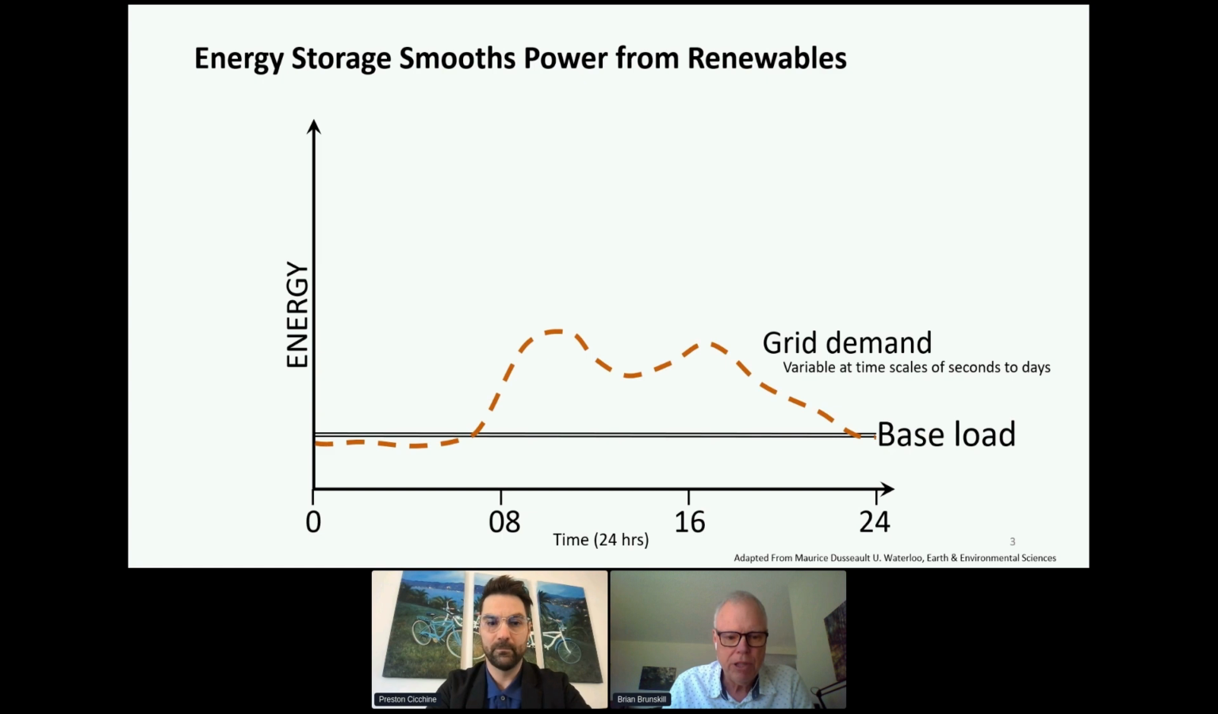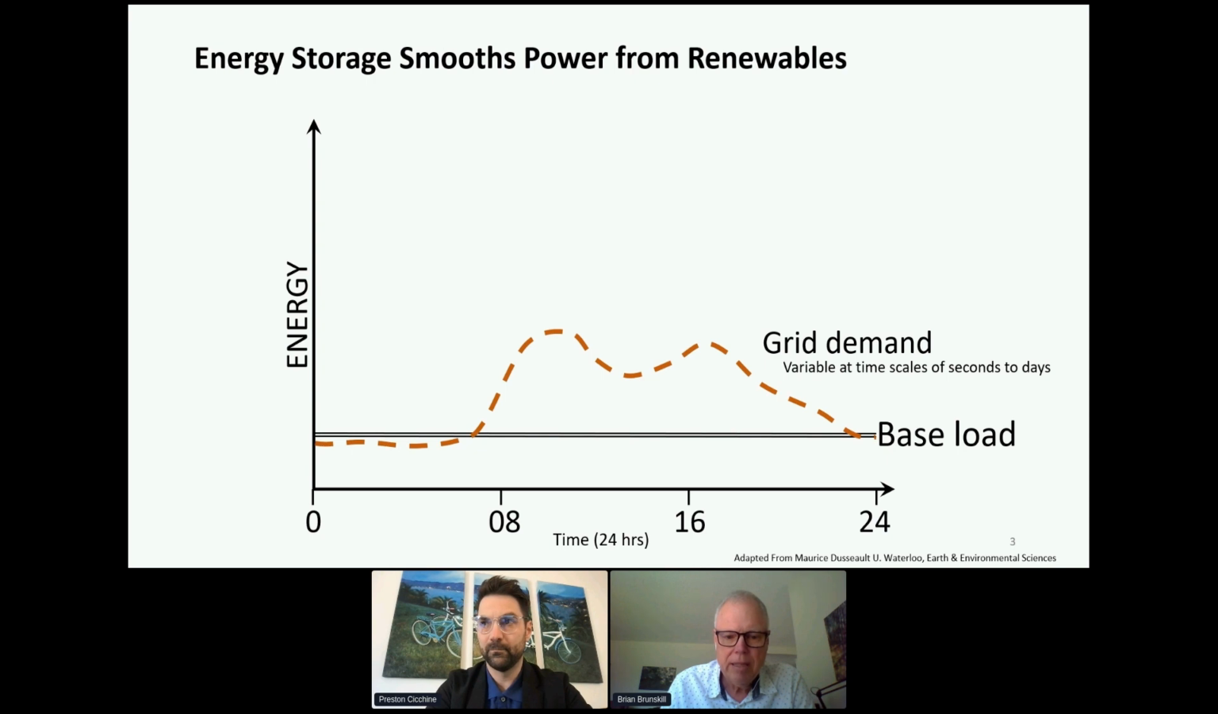In this chart here, I'm trying to show just a model 24-hour period along the bottom axis and energy requirements throughout that day on the left-hand side. And you can see the double solid line. The base load represents that power generation that must be generated continuously all the time to satisfy our basic load. And then the grid demand line is the dashed brown line that represents what the load looks like throughout the day. Again, this is a simple model.